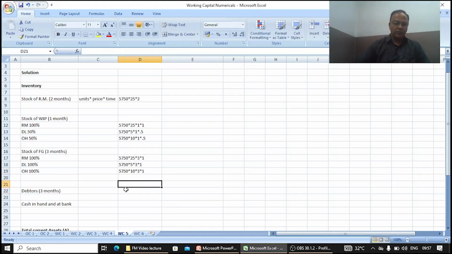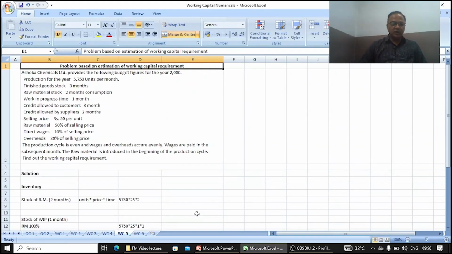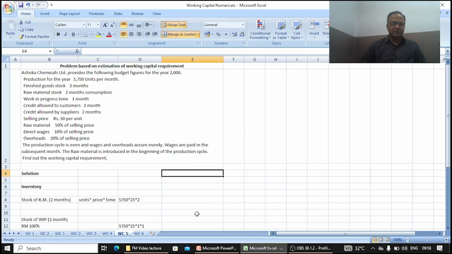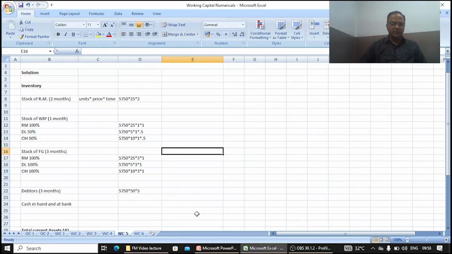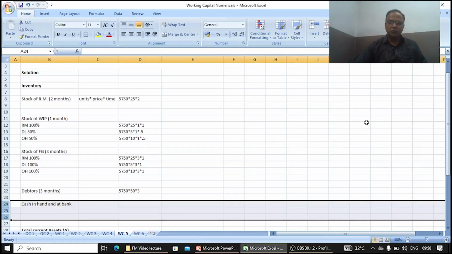Now units same 5750 for debtors. Price will be the sales price 50, into time. Time is 3 months. Information about the cash: that means cash balance is 0.